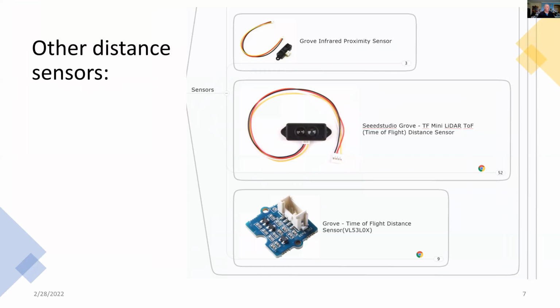Now, some of the other distance sensors include infrared, or the laser light Lidar. And there's also a Grove time of flight. The Lidar sensors, most of the cheaper ones will only measure up to about 3 meters, but you can get Lidars which will go much beyond that. And you can buy them for $12 for 12 meters.